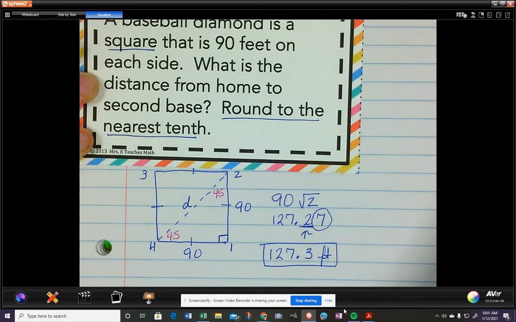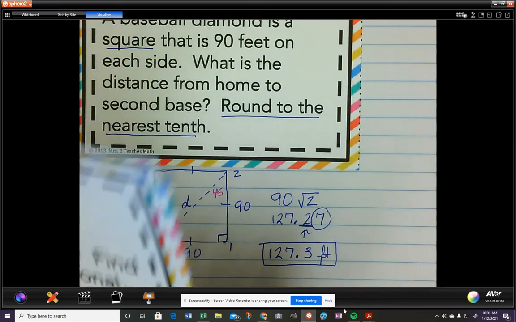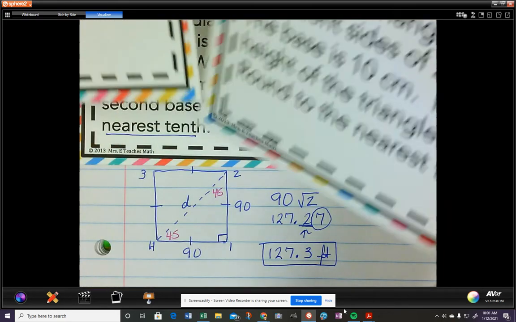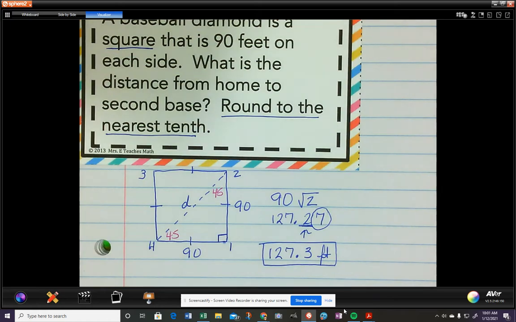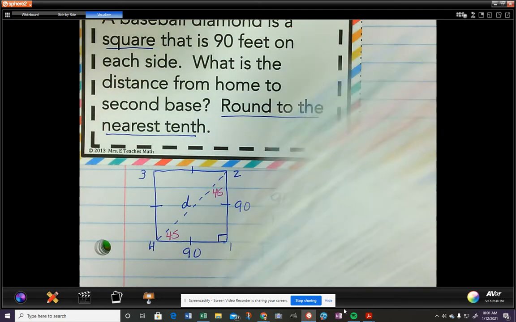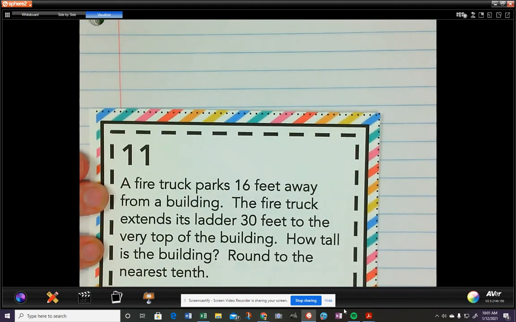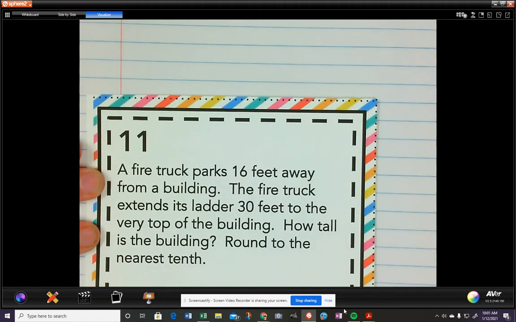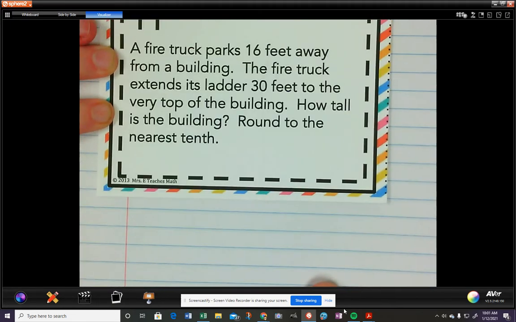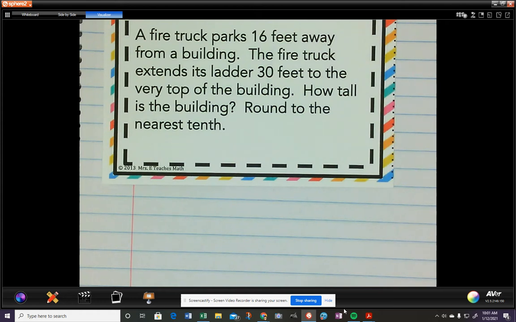All right. Let's try the next one. Let's try this one, number 11. They're numbered differently than what we had. There we go. A fire truck parked 16 feet away from a building. The fire truck extends its ladder 30 feet to the very top of the building. How tall is the building? Round to the nearest tenth.